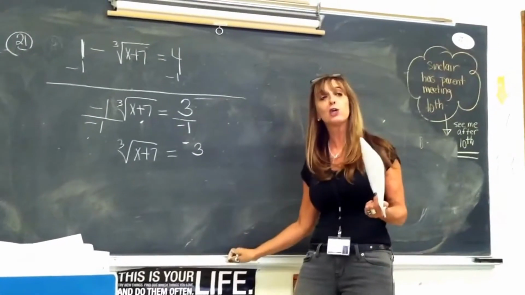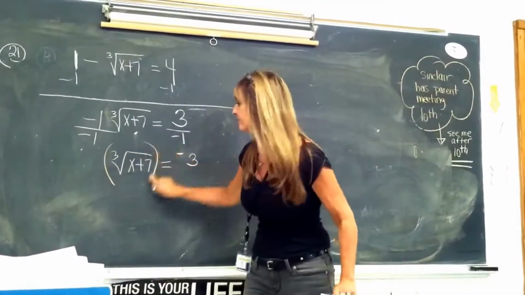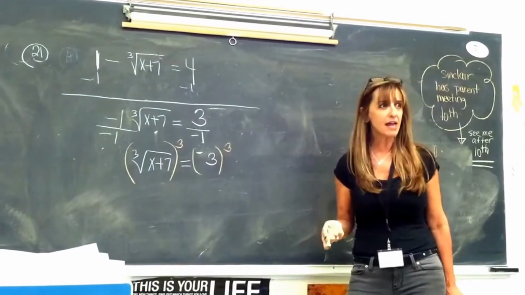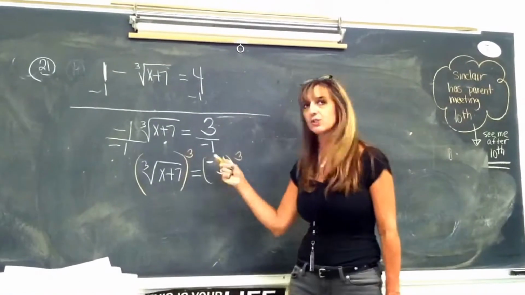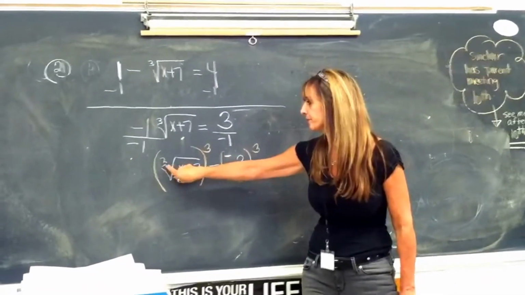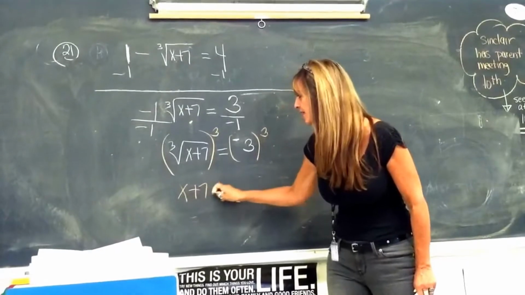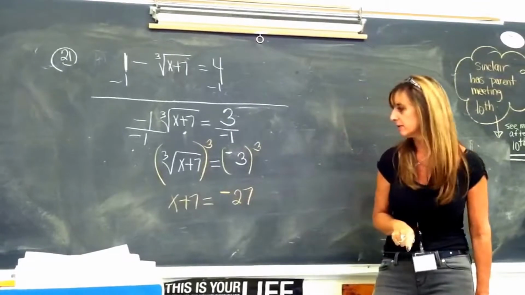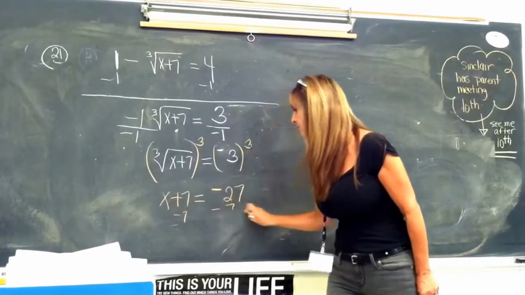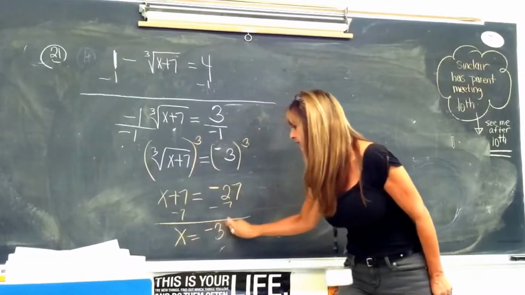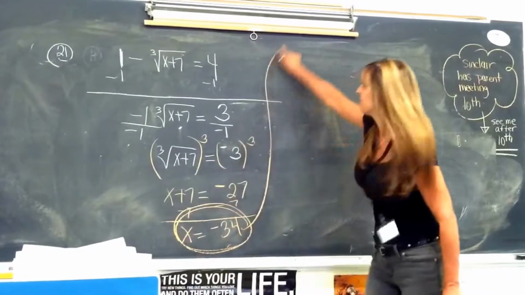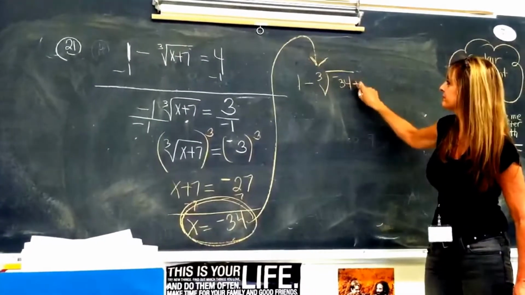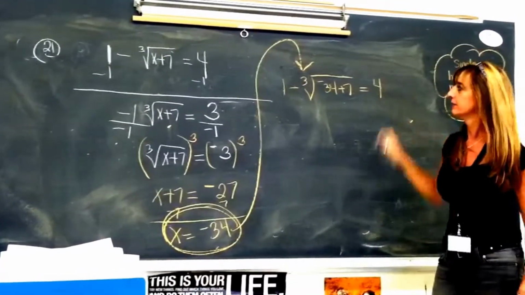Now, how do I get rid of a cube root? I got a cube. So we haven't done that in a while, right? We've been square rooting both sides, or squaring both sides, but not cubing. So now I'm left with the radicand, x plus 7. And what's -3 cubed? Well, that would be a -27. And then I'm going to subtract 7 on both sides, and I'll get a -34. This must be checked. Check it anyway, but it'll work.